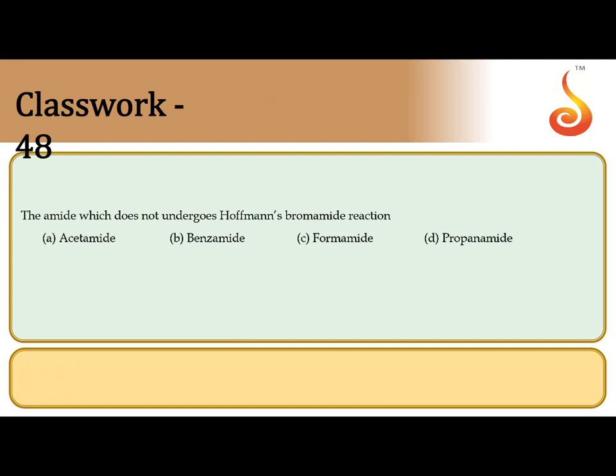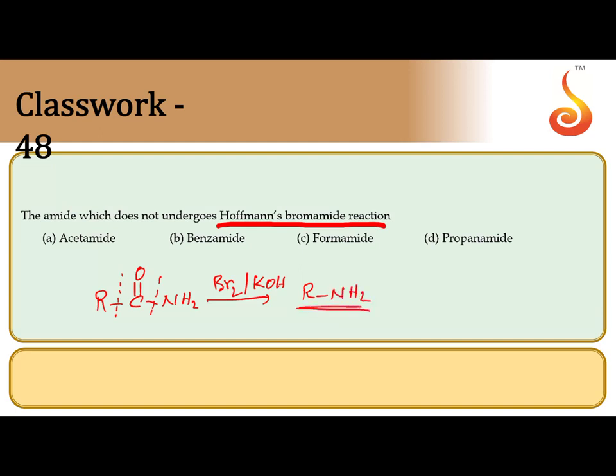The amide which does not undergo Hoffmann's bromide degradation. Hoffmann bromide degradation we know: RCONH2, when it is reacted with bromine in the presence of KOH, CO part is removed and RNH2 is obtained. Acetamide can give methylamine. Benzamide can give aniline, but formamide, if you take HCONH2, it cannot give amine. So answer is C.